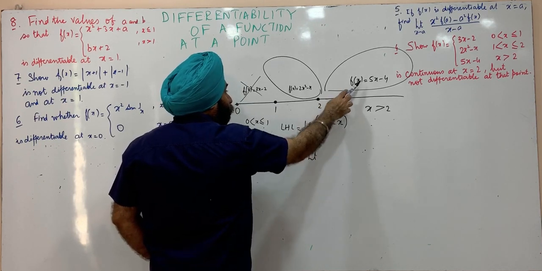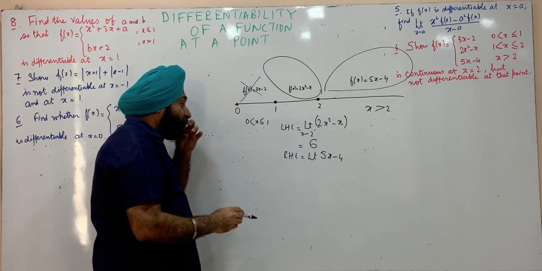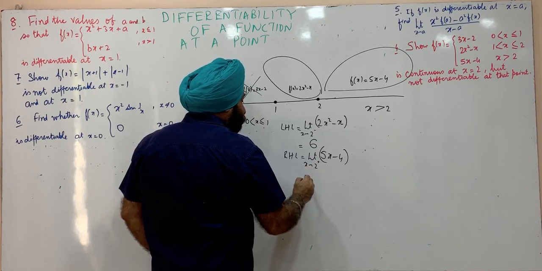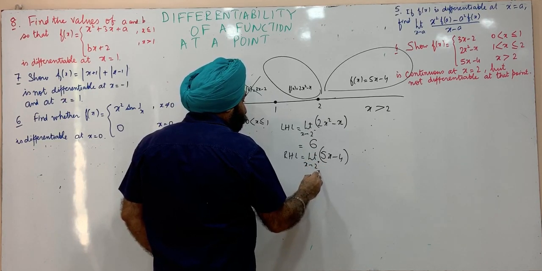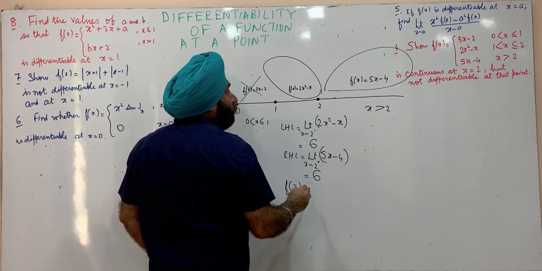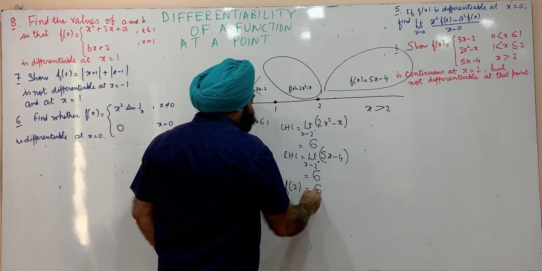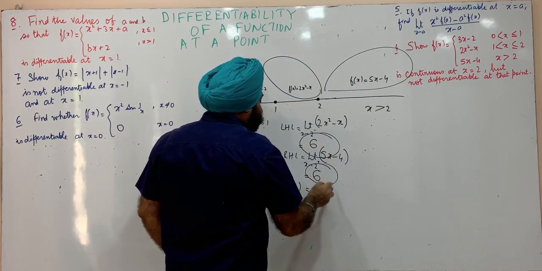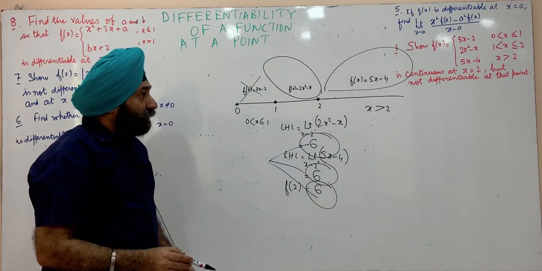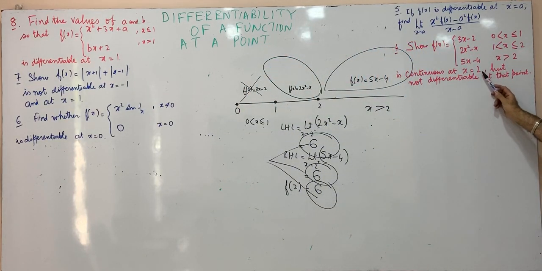To the right of 2, this is the function. So this gives us the right hand limit of 5x minus 4 as x approaches 2 plus. Again this is 10 minus 4, that is 6. We find out the value of the function at x equal to 2. That will be 8 minus 2, this is also 6. Left hand limit, right hand limit and value, the three are equal. This means the function is continuous at x equal to 2. So this was the question. We have to show that it's continuous at x equal to 2.